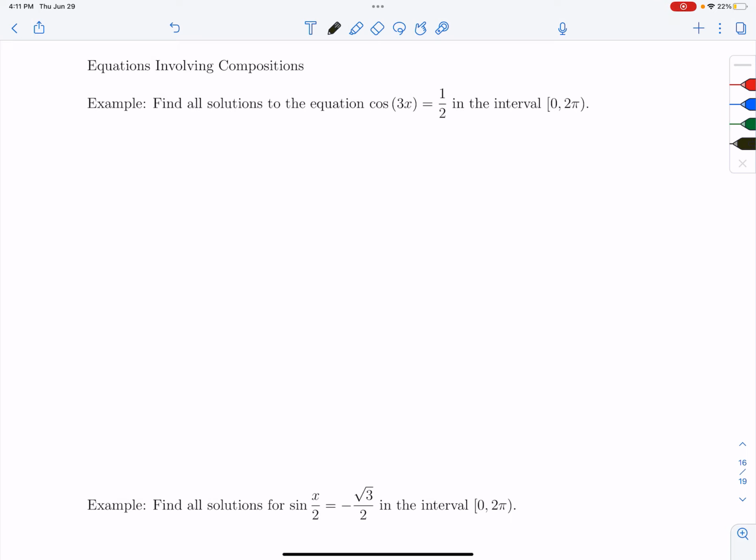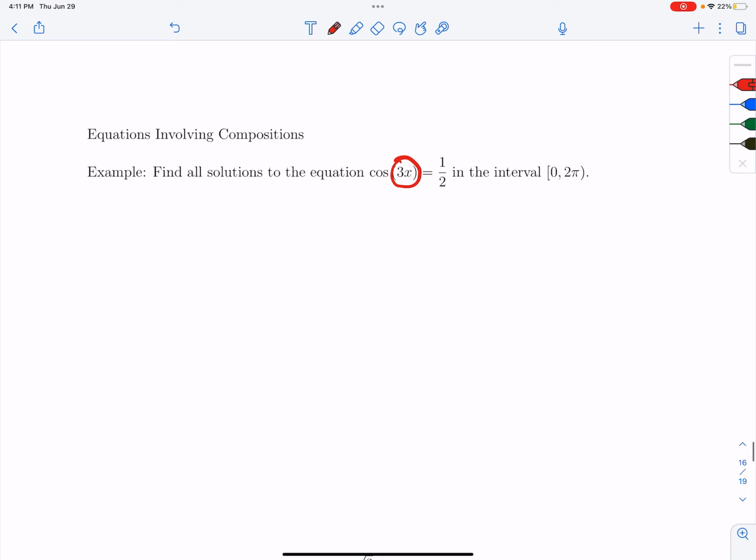In this video, I'm going to go over how we solve trig equations that involve compositions. By composition, what we mean is that the argument in here has the angle, in this case x, getting multiplied by something. So in this particular example, cosine of 3x is equal to 1/2. The angle x is getting multiplied by 3. So these are the types of equations we're going to solve here.